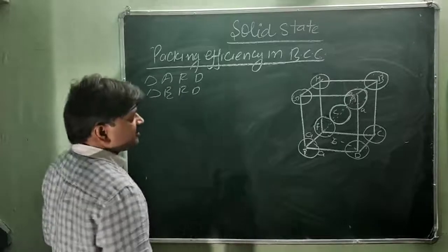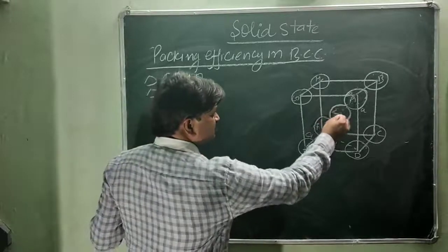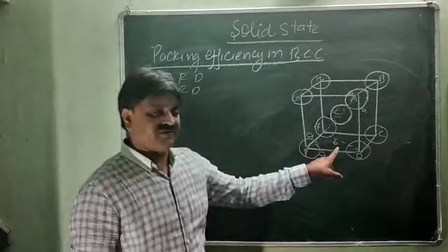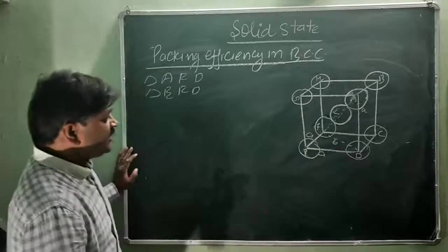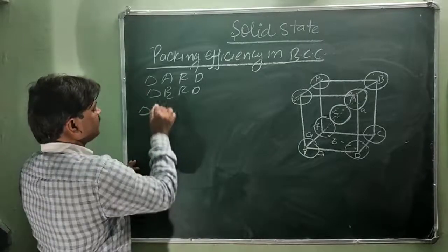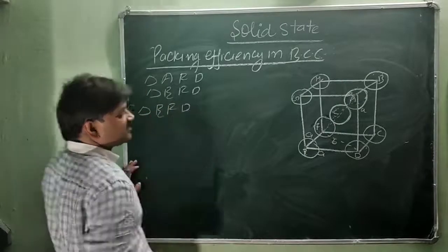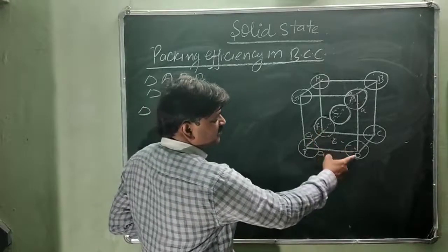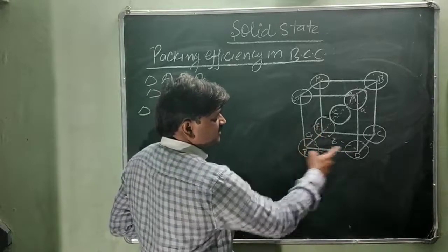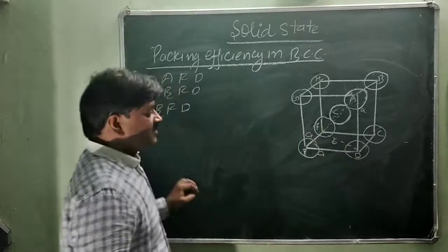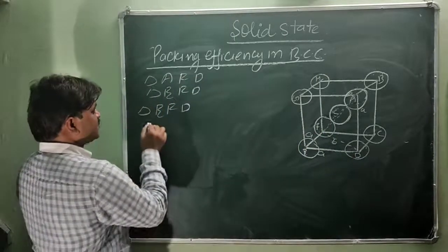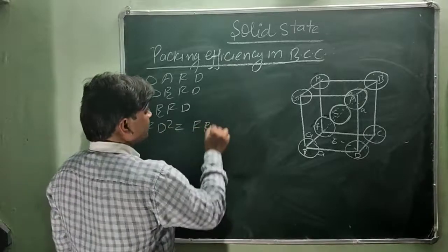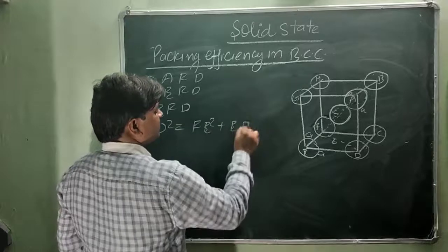So if you want to calculate the value of C, you must have the value of B. So first we will calculate the value of B from here. In triangle EFD, this is FD square. From the Pythagoras theorem, FD square is equal to FP square plus ED square.